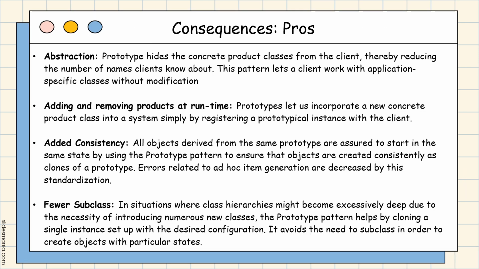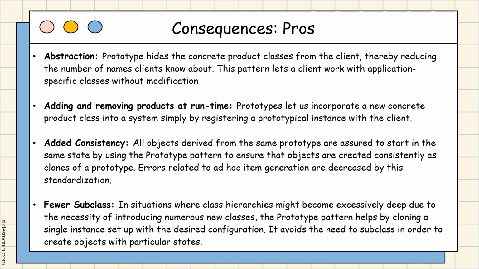There are several pros of this design pattern. The first one is abstraction. Prototypes hide the concrete product classes from the client, thereby reducing the number of names clients know about. This pattern lets a client work with application-specific classes without modification. Next one is adding and removing products at runtime. Prototypes let us incorporate a new concrete product class into a system simply by registering a prototypical instance with the client.